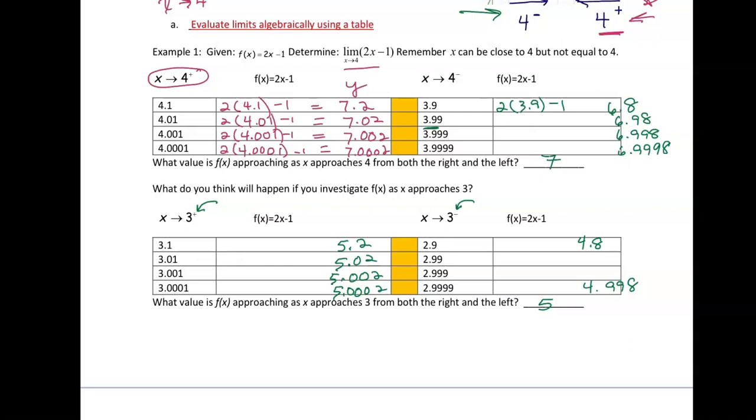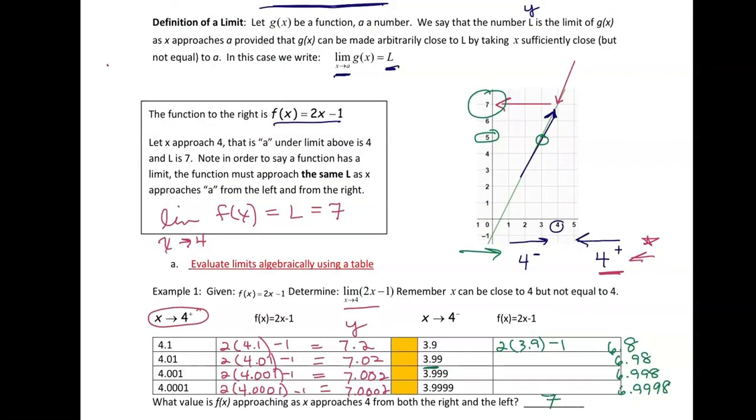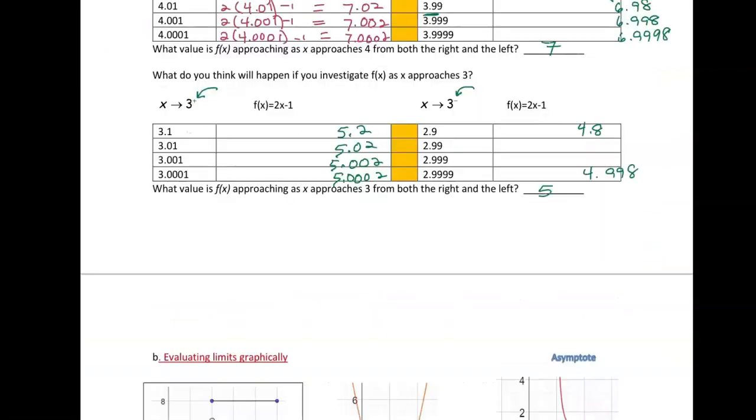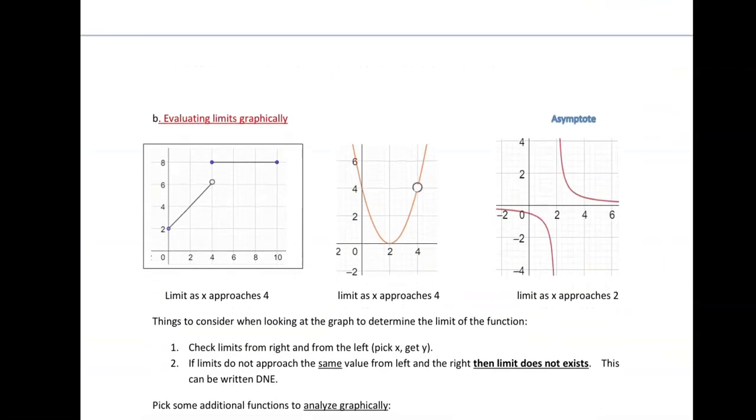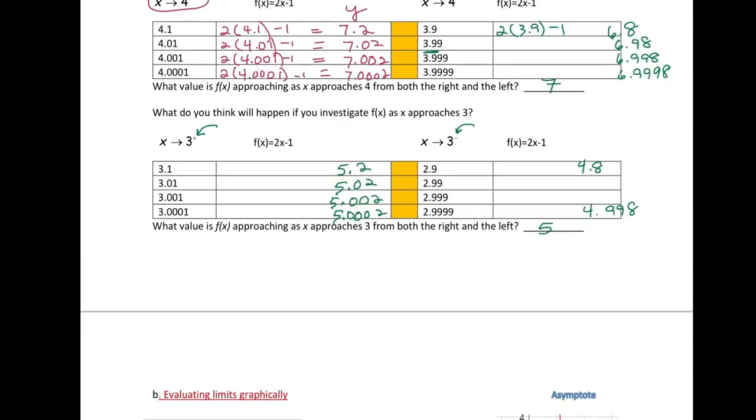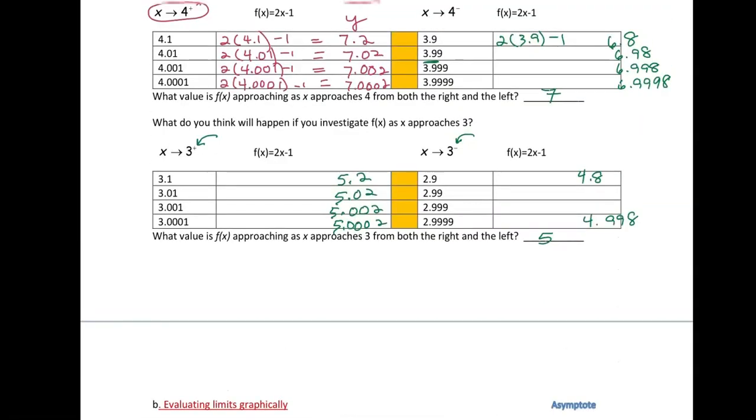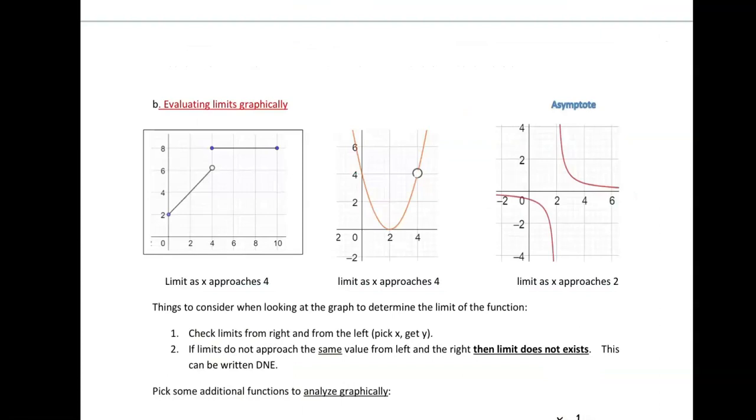Okay, so what value are you approaching? Clearly we're approaching 5 from the left and from the right. So that's a good situation. Okay, so that's evaluating limits algebraically, and I kind of used the graph as well. But what if we didn't have any formulas? We're just going to evaluate this graphically.